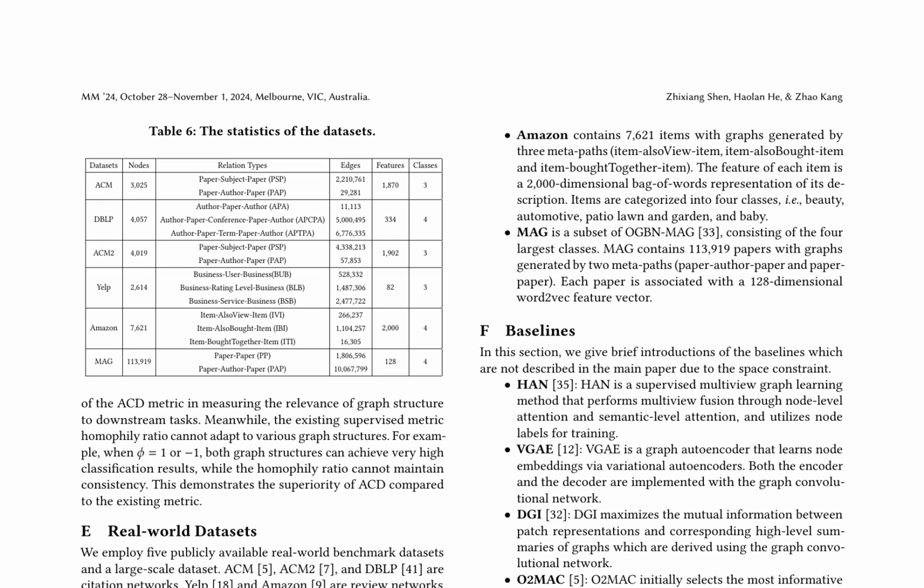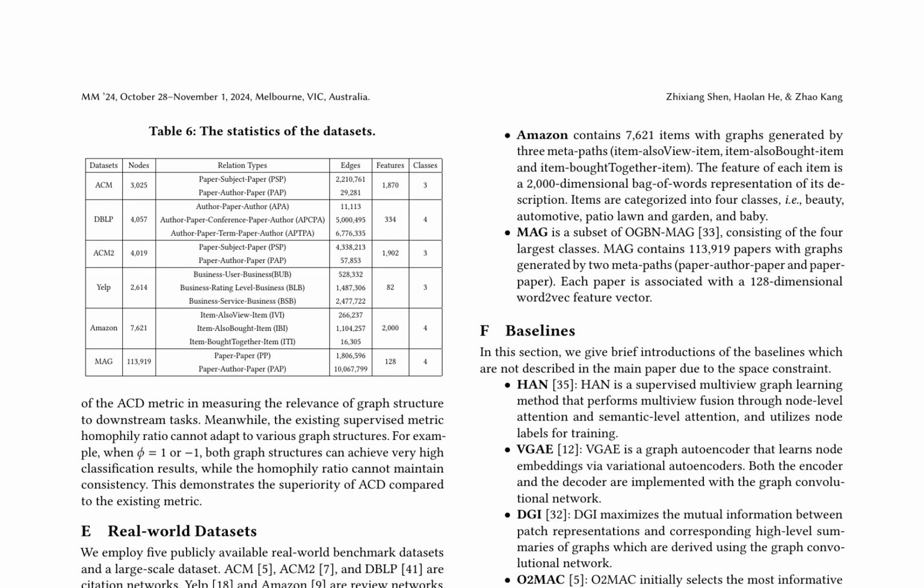Compared to the homophily ratio, ACD demonstrates superiority due to its adaptability to various graph structures. 5 benchmark datasets, including ACM, ACM2, DBLP, Yelp, and Amazon, as well as the large-scale dataset MAG, are employed. Table 6 provides statistics for these datasets.